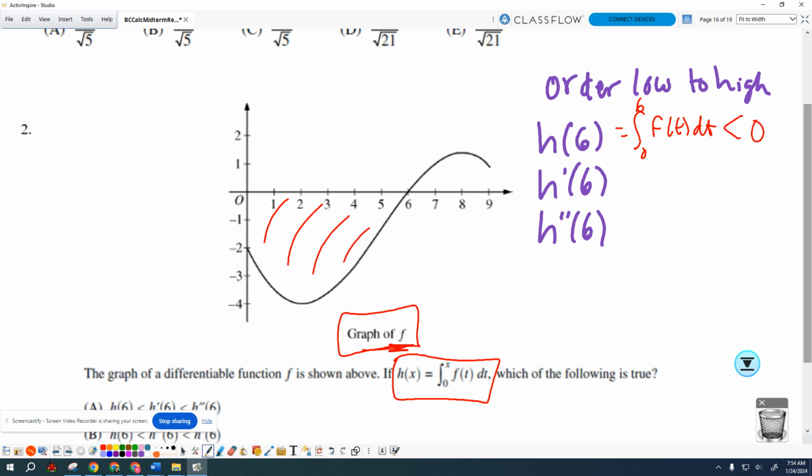What is h prime of 6? h prime, the derivative of the integral, is the function inside, and then evaluated at 6, I say it's 0. h double prime of 6. How do I read h double prime off the graph? The slope, which is going to be positive. So low to high is h of 6, h prime, h double prime.